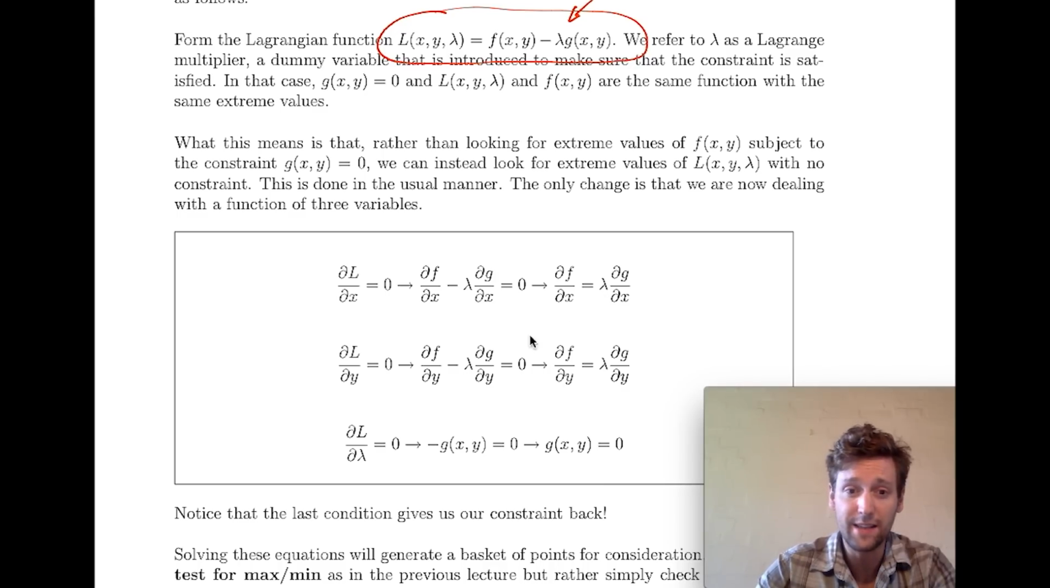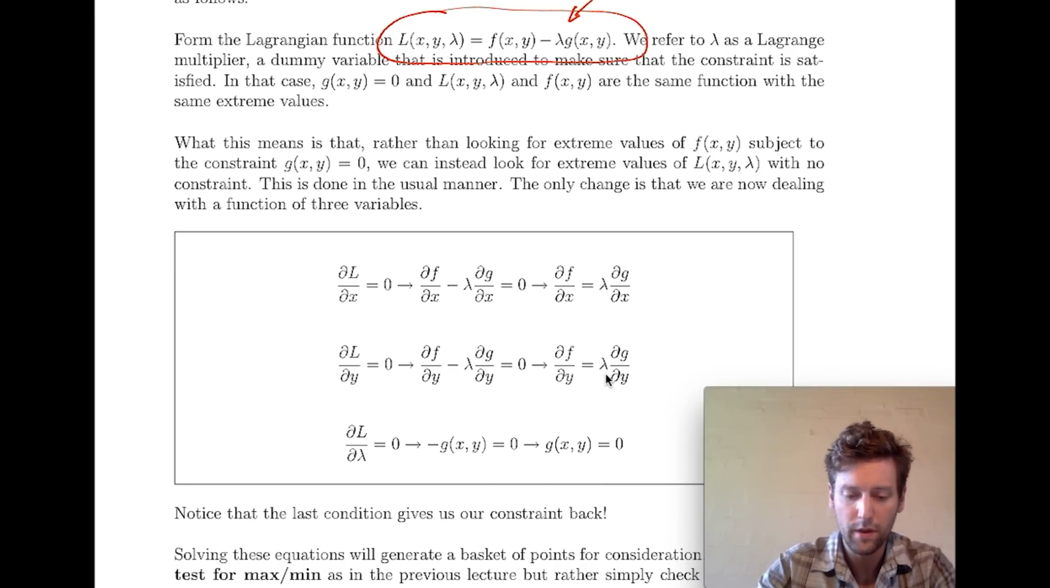I can do exactly the same thing for the partial derivative with respect to y. Again, I'm looking for the stationary point of my new function L with respect to y, set the derivative equal to 0, and I end up with an equation relating the partial derivative of f with respect to y, partial derivative of g with respect to y, and my unknown Lagrange multiplier lambda.